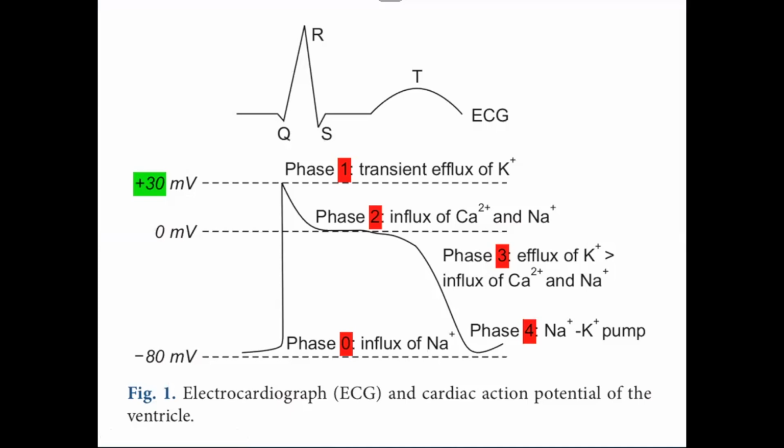Please read the physiology topics on action potential, the phases of action potential and how they correspond to the ECG. What is the threshold potential? What is the peak action potential value? From negative 80, at the peak it goes to positive 30 millivolts. Phase 0 is influx of sodium. Phase 1 is transient efflux of potassium. Phase 2 is influx of calcium and sodium. Phase 3 is efflux of potassium. Then phase 4 is the resting state. All these things you have to know. The peak of your phase 1 corresponds with your QRS. So read your physiology before you go to your antiarrhythmic topics.